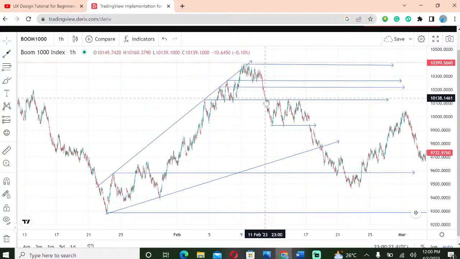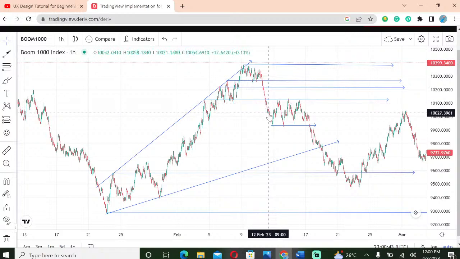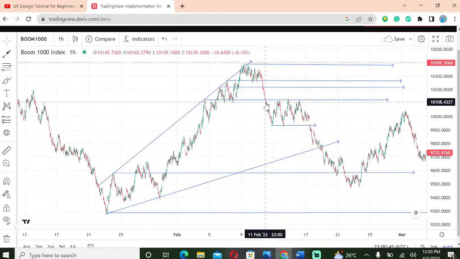Remember, this is the 1 hour time frame. When you enter your market at this level and you exit at this level, you know how many dollars you have made with this, and how many dollars you have made with this. So you can keep on, you see, it reached this particular level also, and it keeps on selling now.